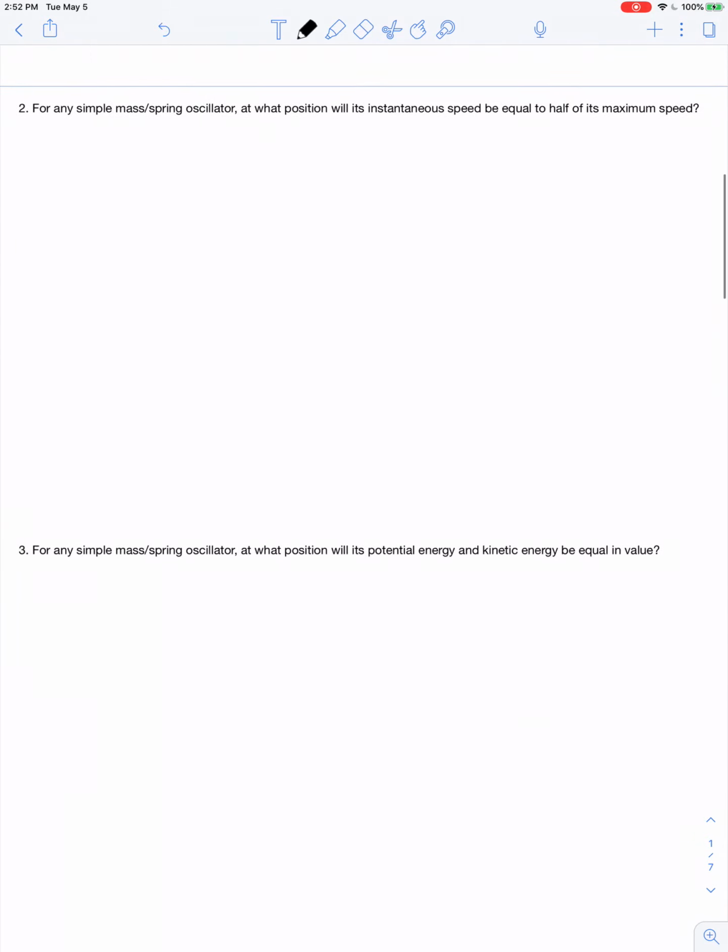Here's a problem I think we addressed in one of the earlier video lessons. For any mass spring oscillator, what's the position when the instantaneous speed is half of the maximum speed? We can state this mathematically. When is v equal to 1/2 of v max?